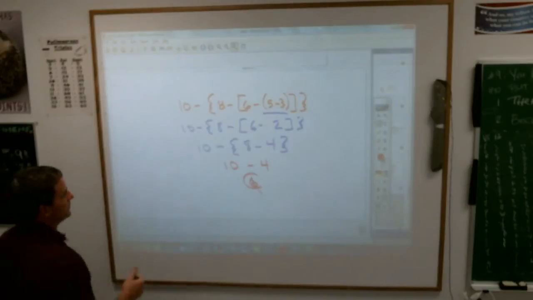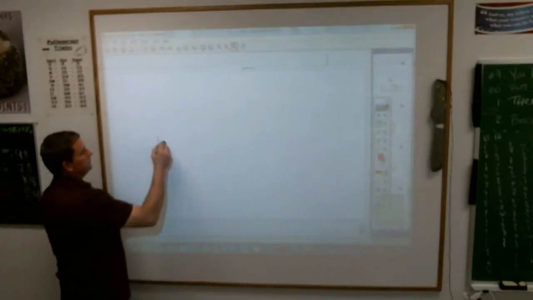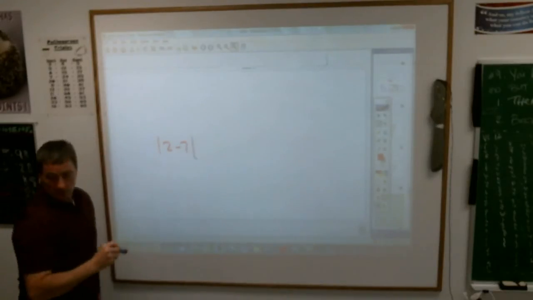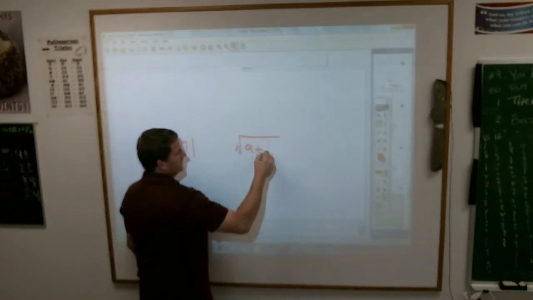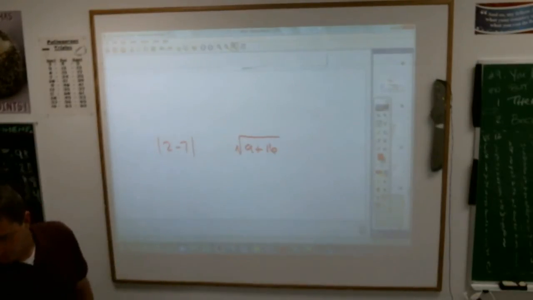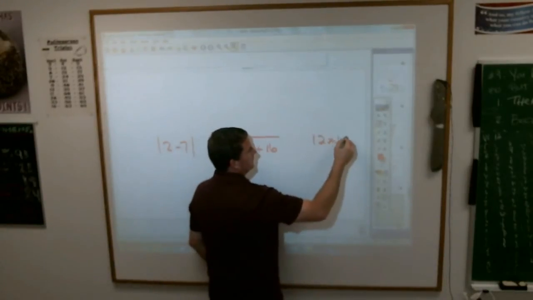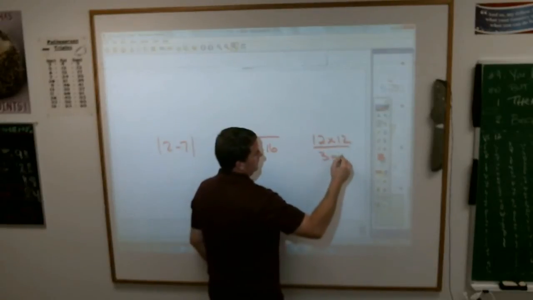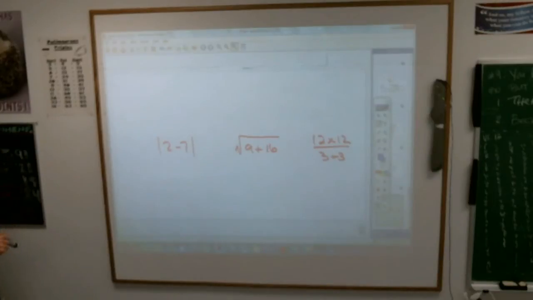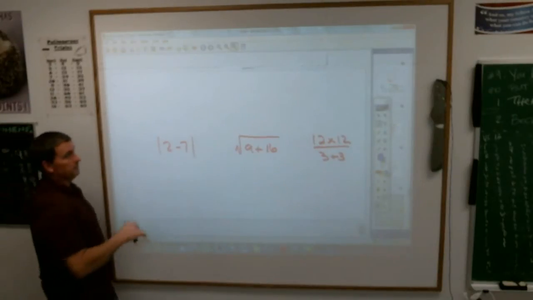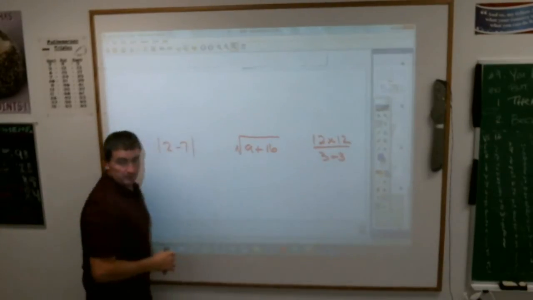And then a couple more examples. These are good ones as well. Absolute value of 2 minus 7. The square root of 9 plus 16. That was another grouping symbol I missed. And 12 times 12 over 3 plus 3. Okay, these are all grouping symbols. This is a grouping symbol, this is a grouping symbol, and that's a grouping symbol.